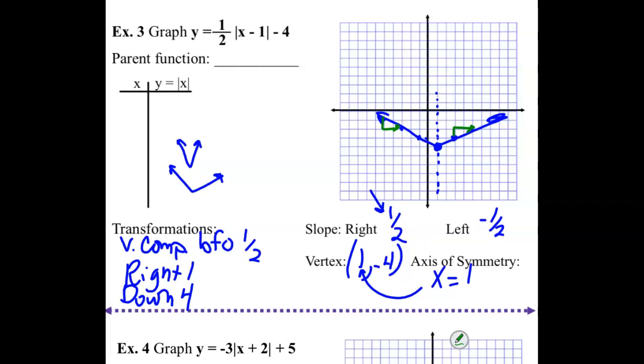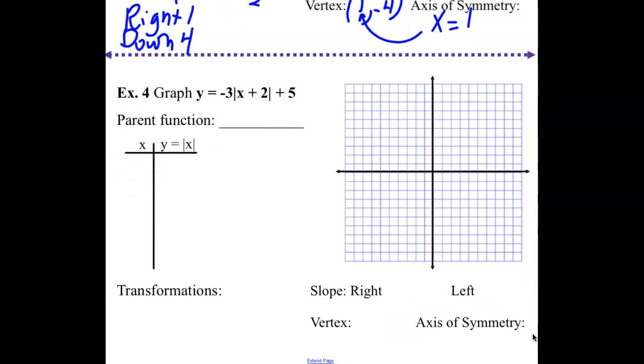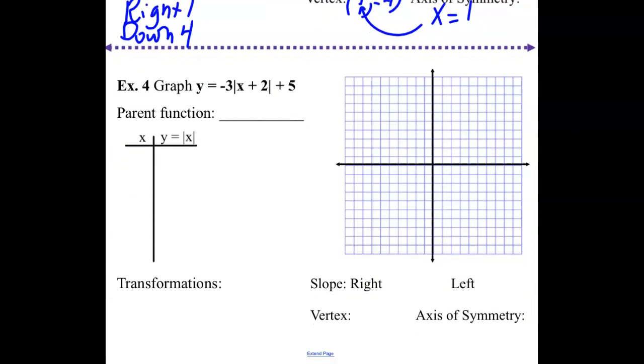So you should be able to graph these without even having that parent function plotted. Now that we've plotted it a few times, you know what it looks like. Yes? Okay. What do you think is going to happen with this one? I'm going to pause the recording for a minute. At your tables, I want you to identify all the different transformations that happen in this one.